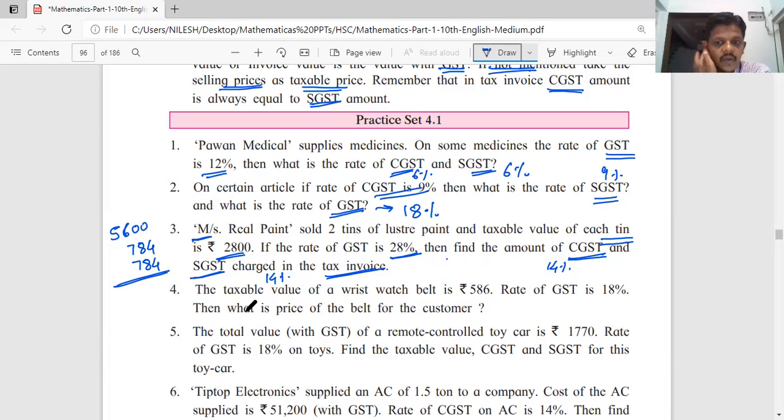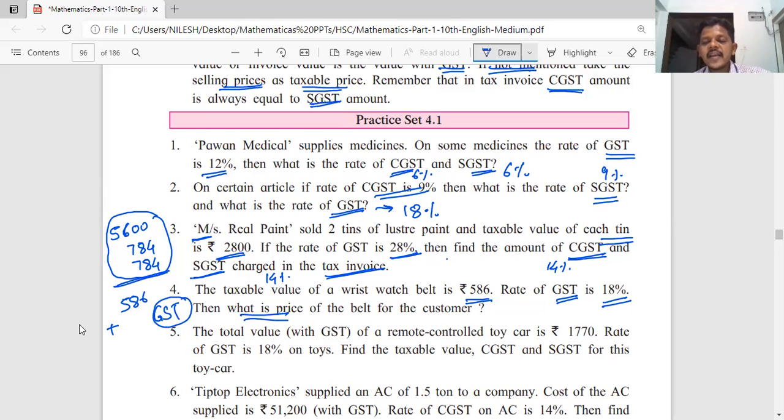Again, the taxable value of a wristwatch belt is rupees 586. Rate of GST is 18%. Then how much price does the customer have to pay? Who will tell me how much price he has to pay? Just like this. How much total price he has to pay? Tell me. 586 plus GST. Exactly. Very good answer. 586 plus whatever is the GST.